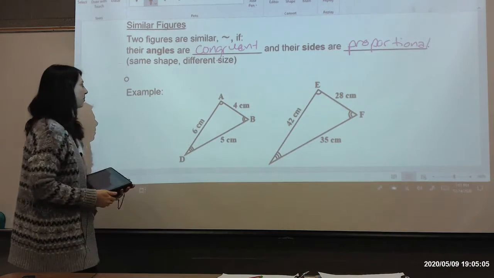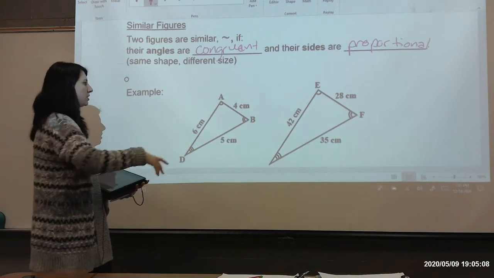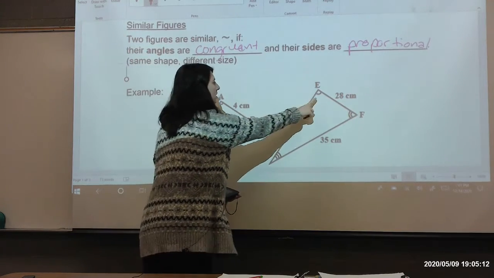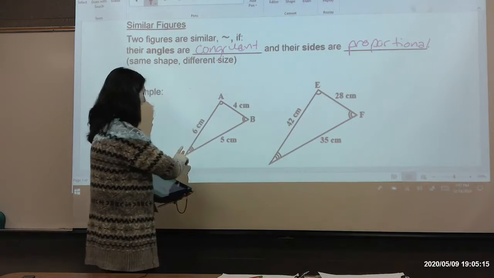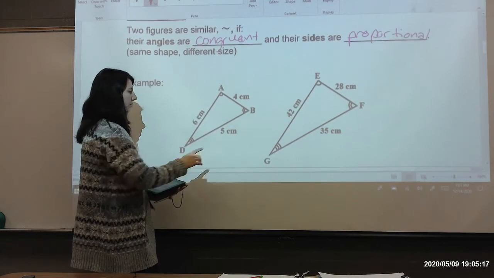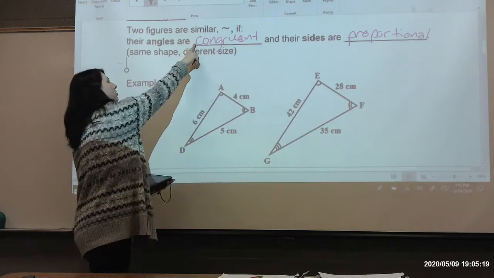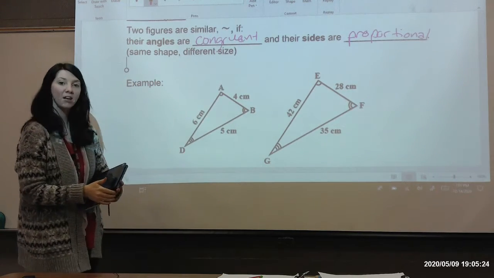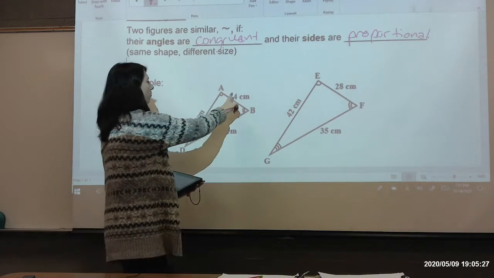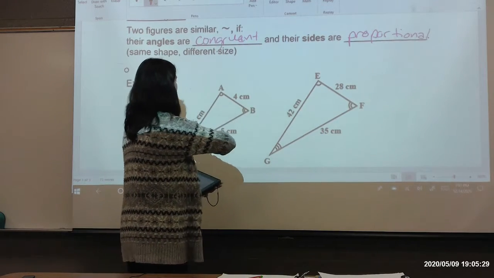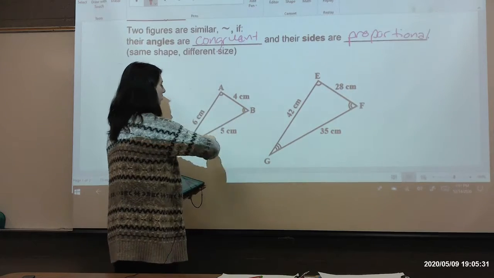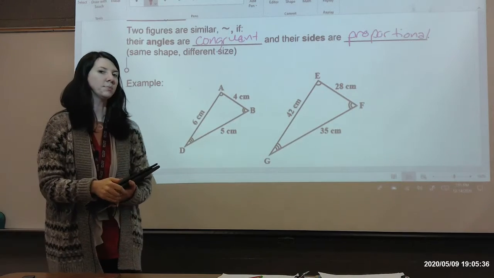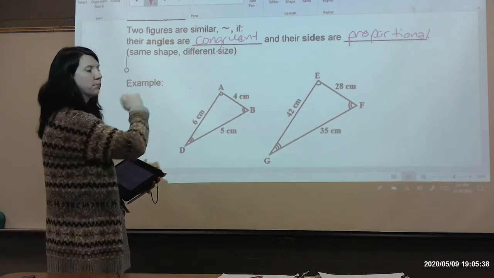So here's an example again of 2 similar triangles. You can see that all 3 of our angles are congruent. So A is congruent to E, B to F, and D to G. All right, so angles are congruent and our sides are proportional, and we can check that by seeing if we have the same scale factor, right? So 4 times 7 is 28, 6 times 7 is 42, and 5 times 7 is 35. So all the sides were multiplied by the same number, which makes them proportional.